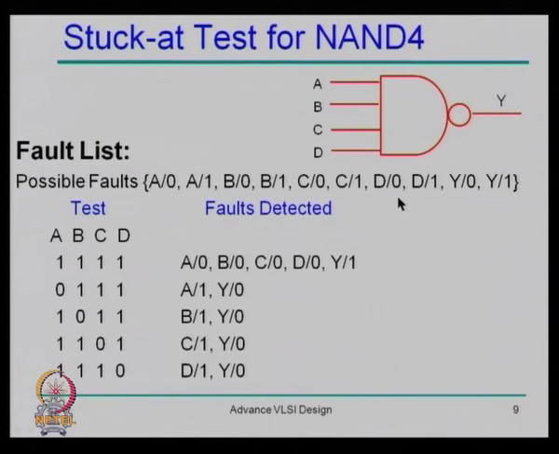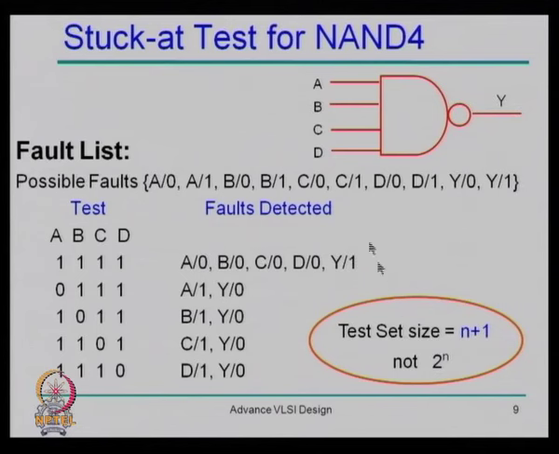Now, if you look more closely at what this brings to the table, your test size will reduce to n plus 1 from 2^n. Because here you have 4 input lines, and you need 5 tests. So, that number is 4 plus 1, which is 5. You do not need 2^n. So, this is a big thing.